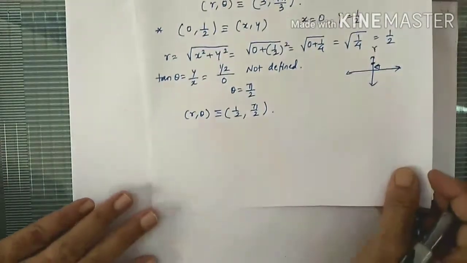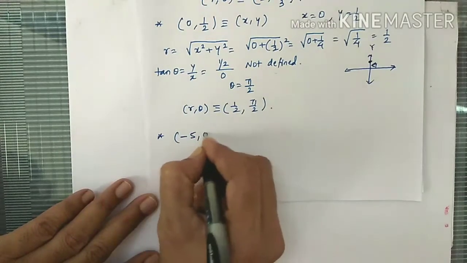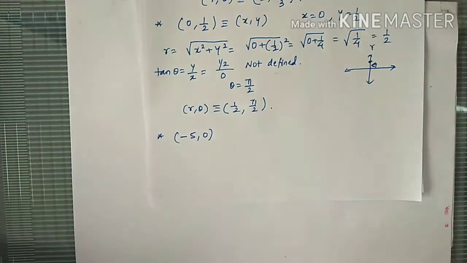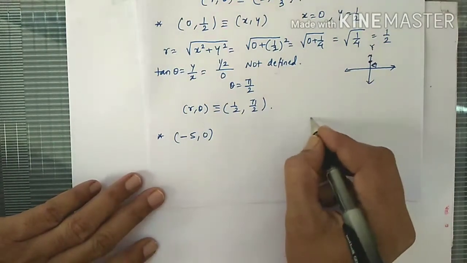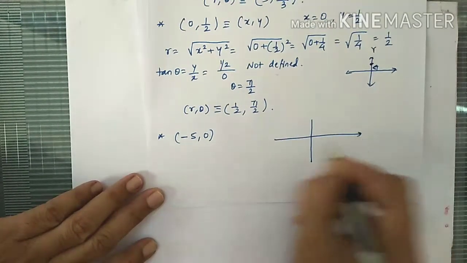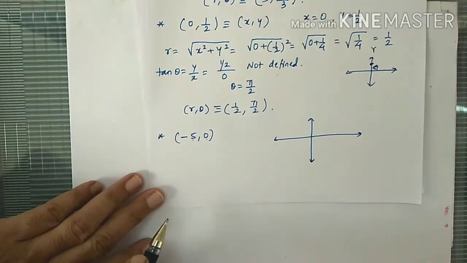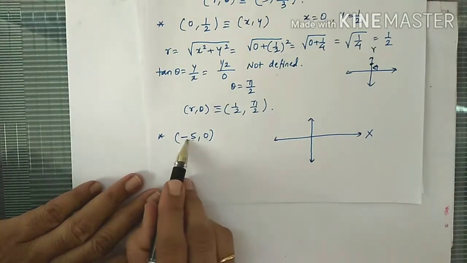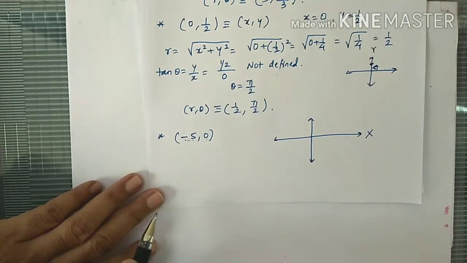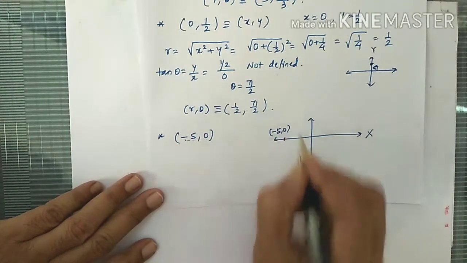Okay, let's take one more example. Let's take minus 5, 0. See, instead of using the formula for theta, we will find the angle using the coordinate plane. So, okay, let's locate the point first on the coordinate plane. See here, the point given is minus 5, 0. So y coordinate is 0. That means the point lies on x-axis, and x coordinate is negative. That means it lies on negative x-axis. So the point lies somewhere here, minus 5, 0.